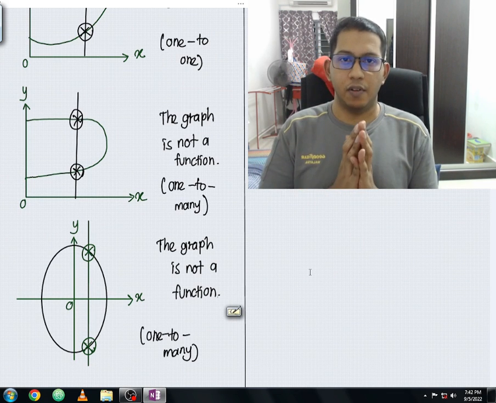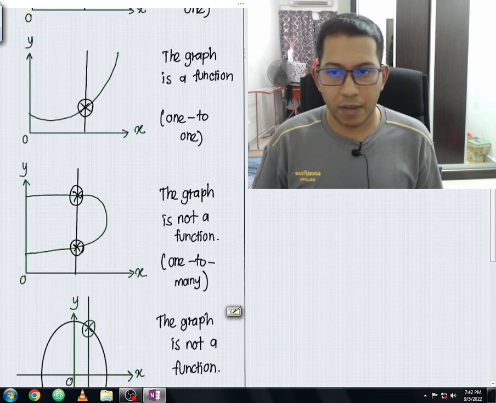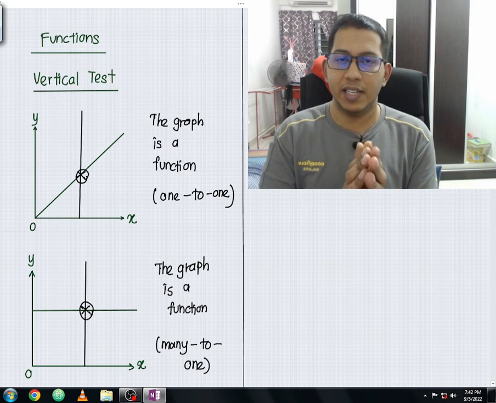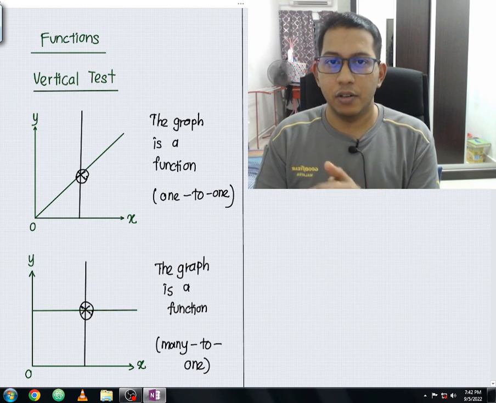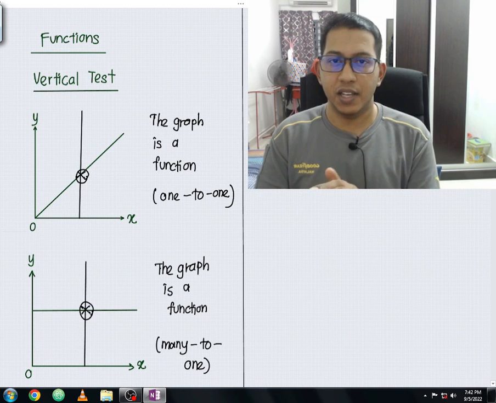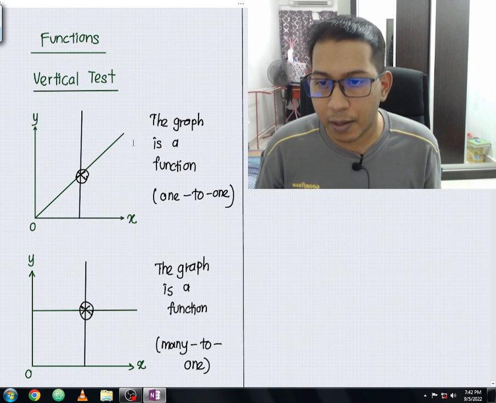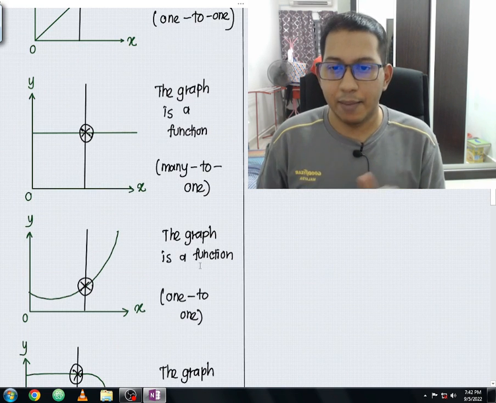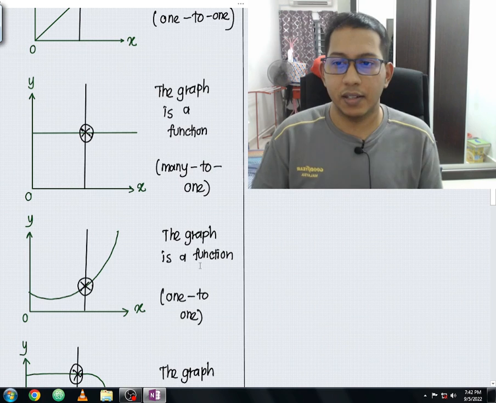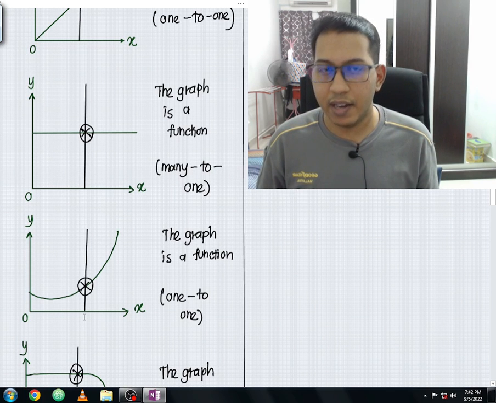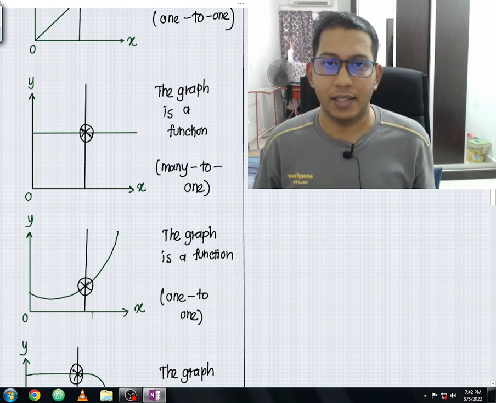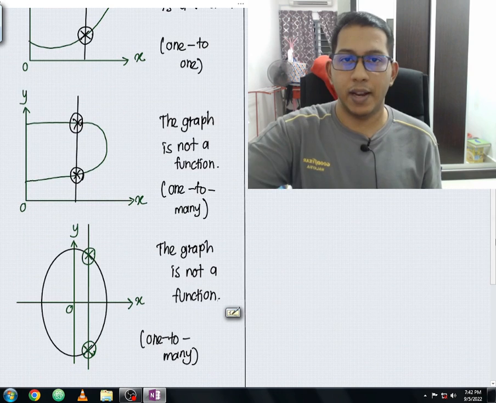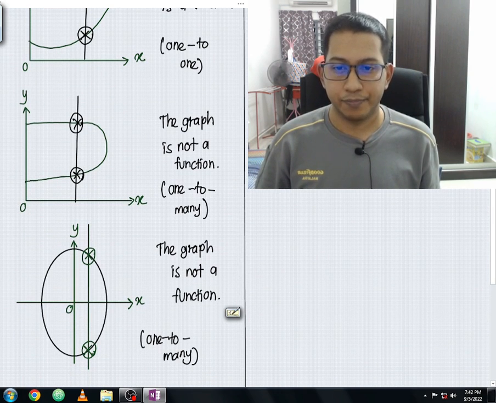So we have come to the end of our lecture for today. Before we end it, let me just give you a quick summary of what exactly a vertical test is. Vertical test is basically a condition to check whether a graph is a function or not using a vertical straight line test. One to one and many to one are the examples of a function. As you perform the vertical straight line, it only intersects one point at a time, whereas for one to many, it intersects two points at a time. That's why it is not a function.